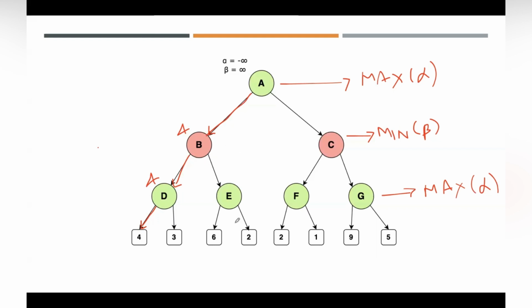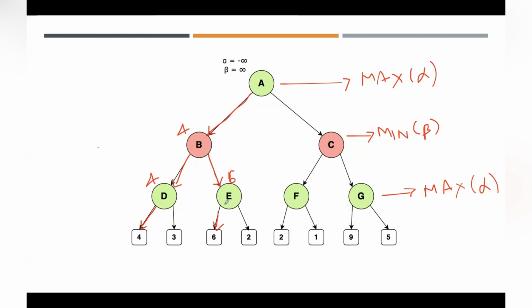Then again, we have to decide whether to traverse towards the right side or not. For that, we need to compare 4 with its parent. Here this parent node is not having any value, so you need to traverse towards the right side. Now we have 6, right? So return this 6 to its parent. So 6 is returned to E.